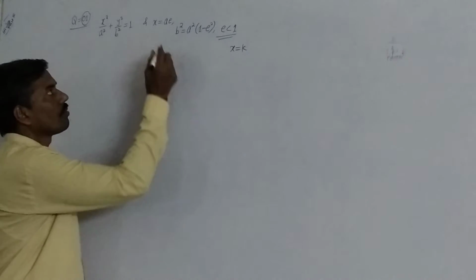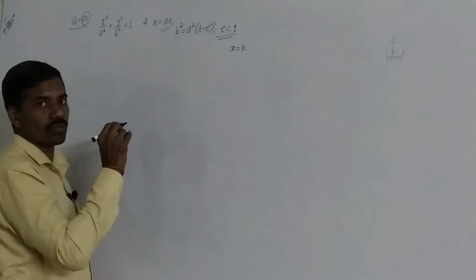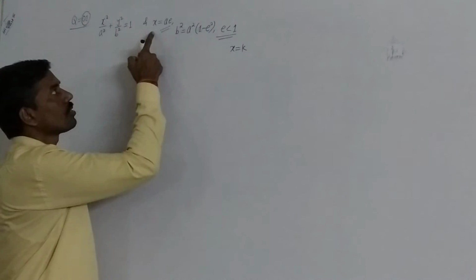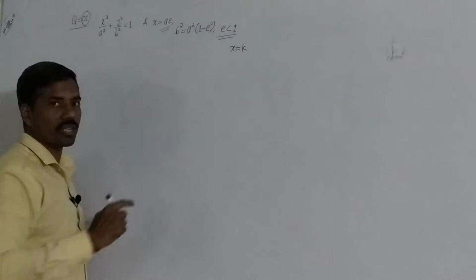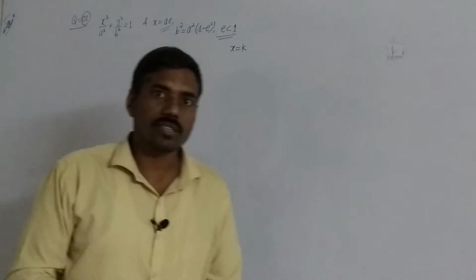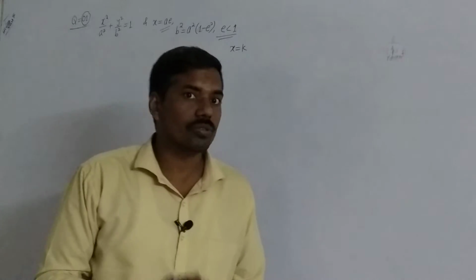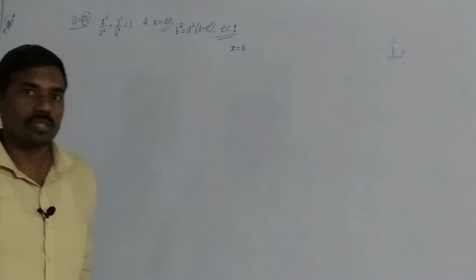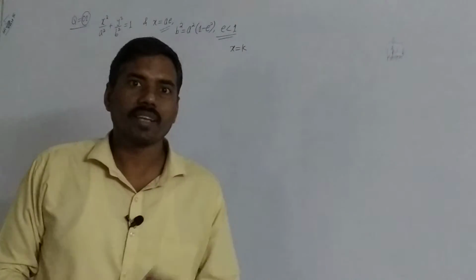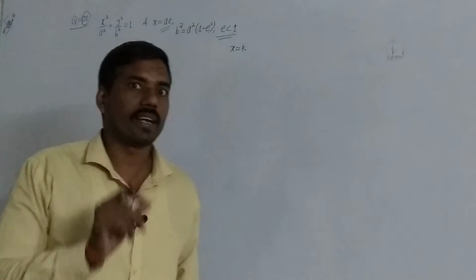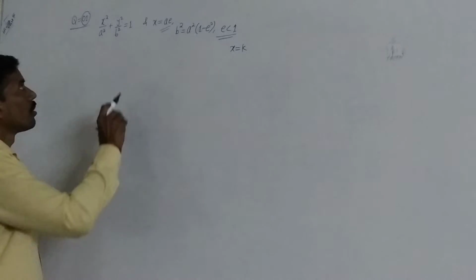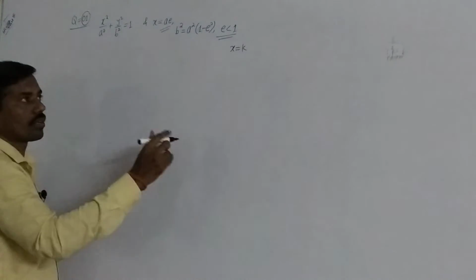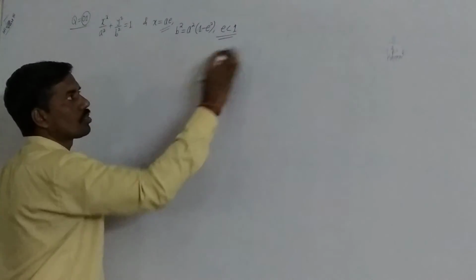Here we have given x is equal to AE. So when we compare x is equal to AE with x is equal to k, we know that a into e is the constant, so x is equal to AE is the equation of a line which is parallel to y-axis at a distance of a into e. Okay. So first of all, let us draw the graph of these two curves.